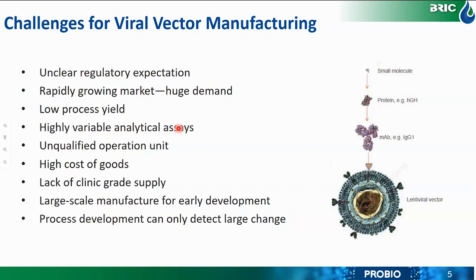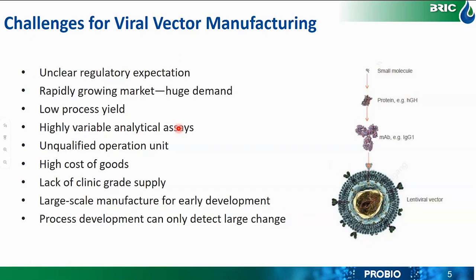Currently it is very difficult to obtain clinical material for the clinical trial. Also, the viral vector has low process yield, so we need to scale up to a large scale to obtain enough material for gene and cell therapy clinical trials. Also, viral vector production has highly variable analytical assays and unqualified operation units. It is hard to control the operation for the process.